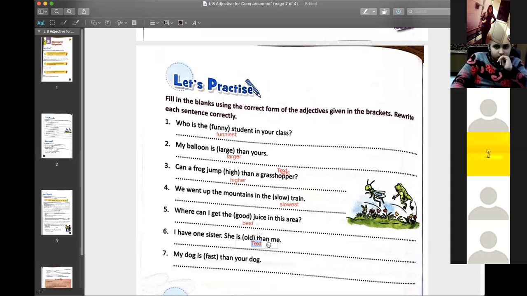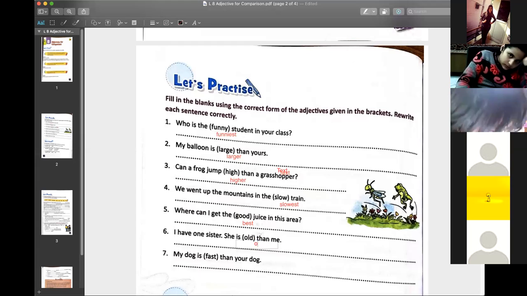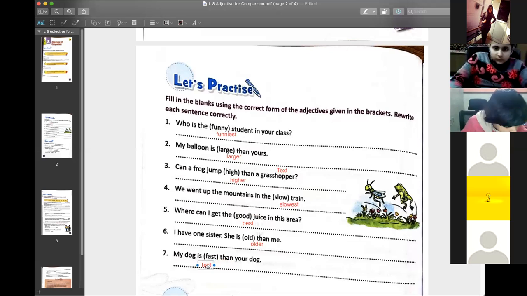Then is coming. Read the questions. Very confidently, you are telling the wrong answers. Yes, Ananya? I have one sister. She is older than me. Older. My dog is dash than your dog. I'm getting the answers from three students only.